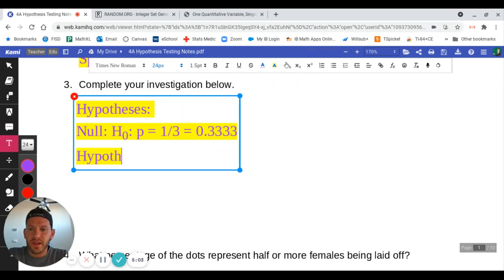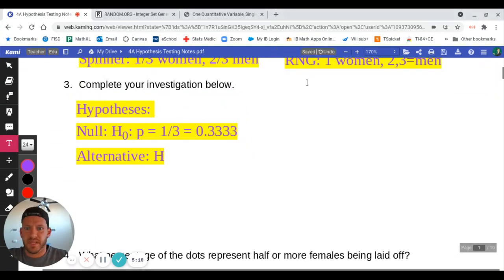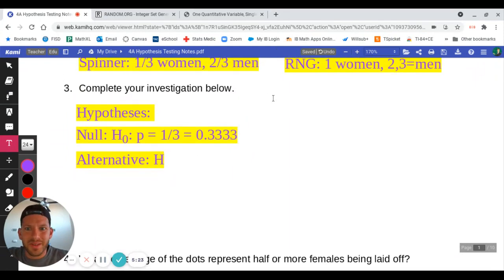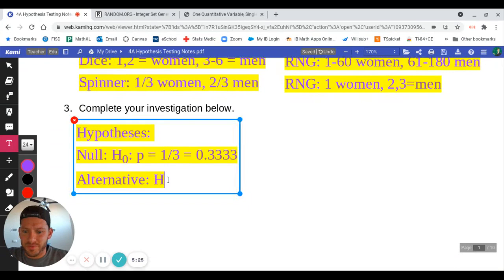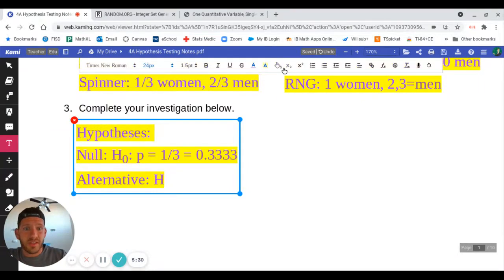And then on the contrast, our alternative hypothesis is going to be H sub A.